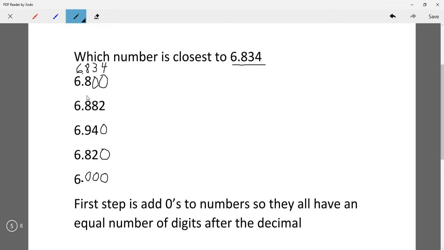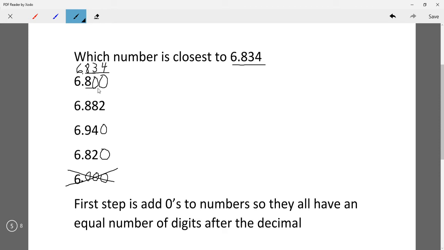So judging on what is in the hundredths and thousandths place, 8s or 9s could be it for the closest number, but this cannot be it because 6.0 is obviously further away than any of these ones. So now it is 6 and 834 thousandths. So let's just look at these numbers and see which one is closest to 834, basically, is what we're looking at.